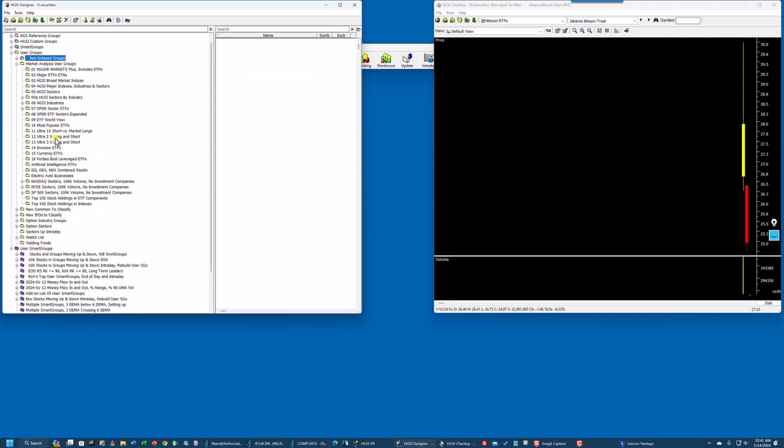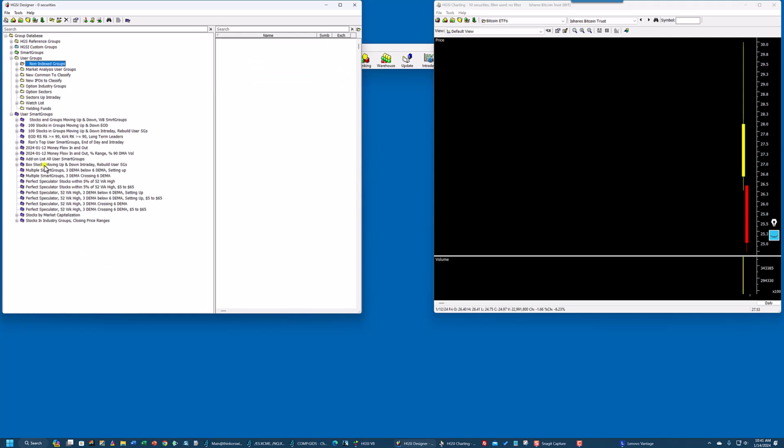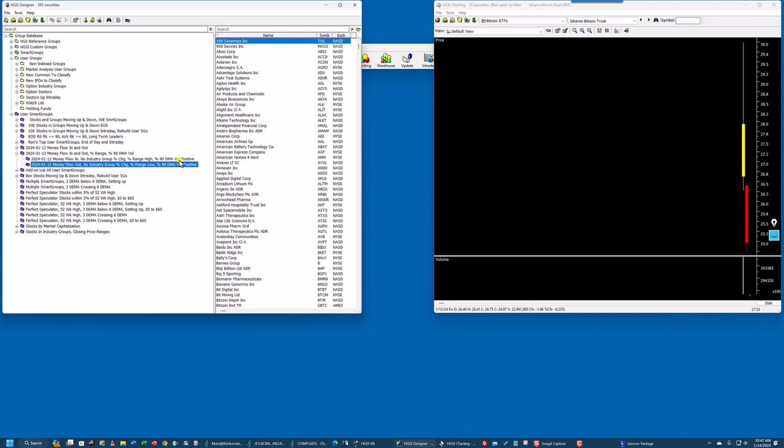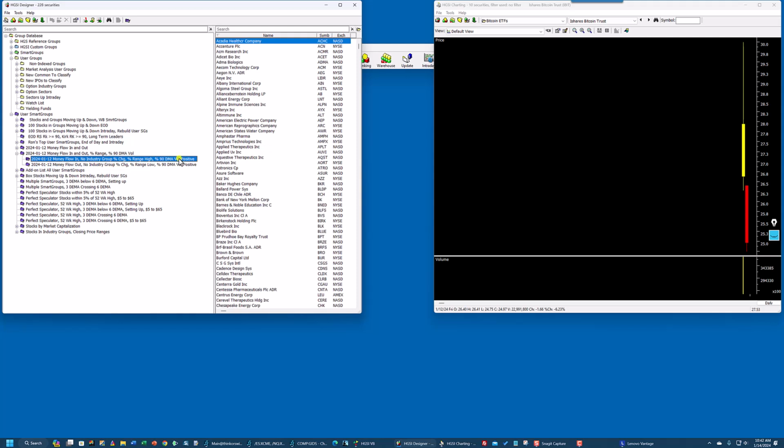Now I'm going to move down to my user smart groups, and here are a couple of new money flow in and outs, and I've changed this. My thinking is that if money is truly flowing into a stock or an ETF, it's going to close in the upper part of its daily range, and also the volume is going to be heavier, both on the positive and the negative side.